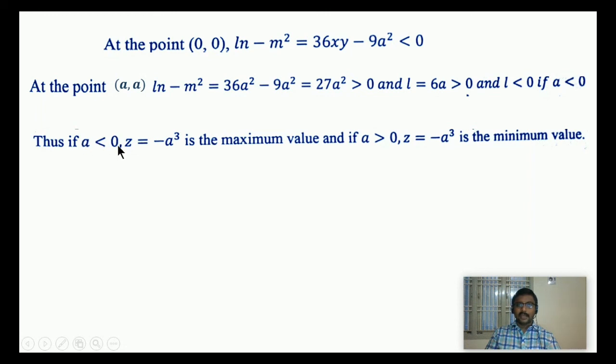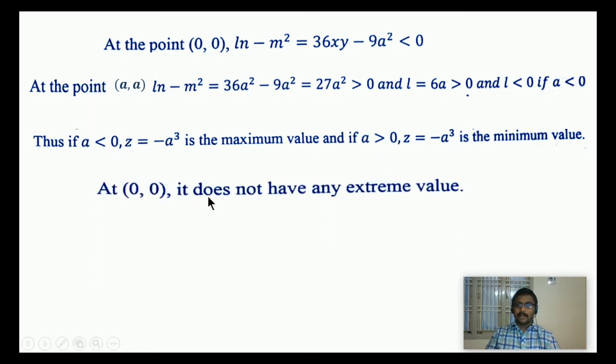So if a is less than 0, z equal to minus a cube is the maximum value, which is obtained by replacing x and y by a in the given expression. And if a is greater than 0, z equal to minus a cube is the minimum value, which is also obtained by putting x equal to a and y equal to a in the given function.